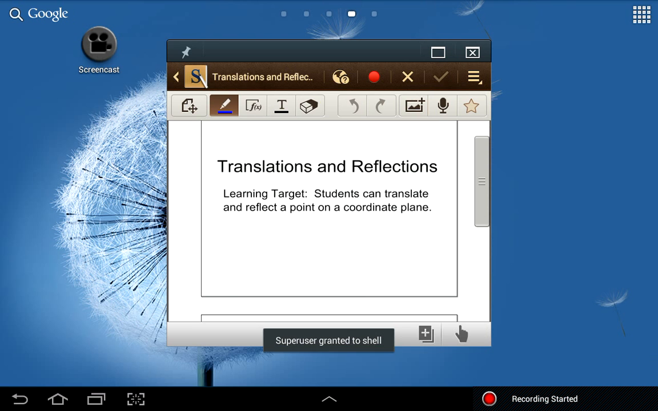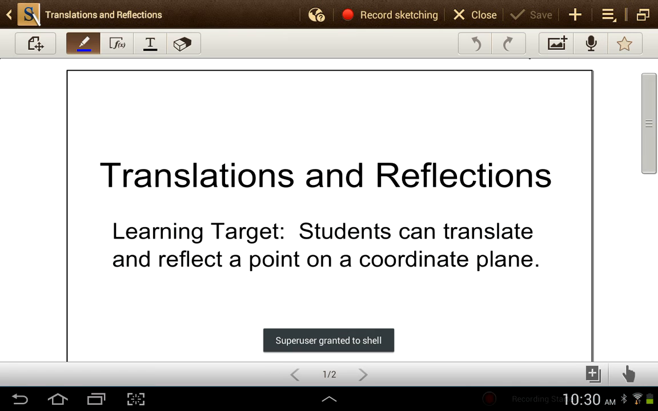All right, let's talk about translations and reflections today. Our learning target for today is students can translate and reflect a point on a coordinate plane. So all we're doing is translations and reflections today, and we're just going to be working with single points. We're not even going to be working with figures, although everything that we do, you could do with a figure also, just moving each point of the figure as we're moving one single point today.